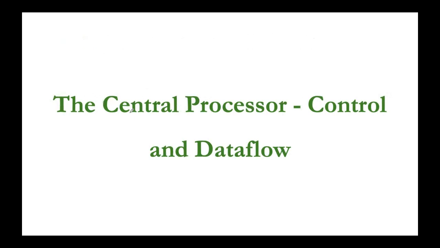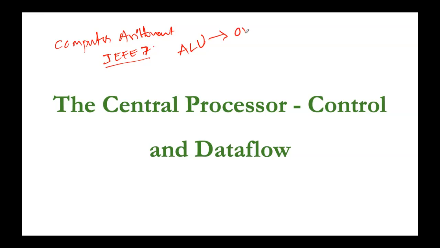So, coming to the central processor control and data flow. In our previous lectures, we covered computer arithmetic: signed numbers and unsigned numbers, and the floating point representation using the IEEE format. Based on that, to design the ALU, we used logic gates: your OR gate, your AND gate, your exclusive OR gate, and your NOT gate. These gates we used to design the ALU.